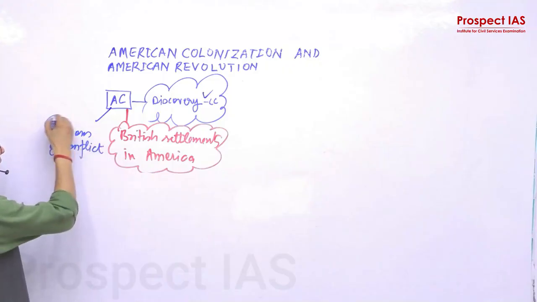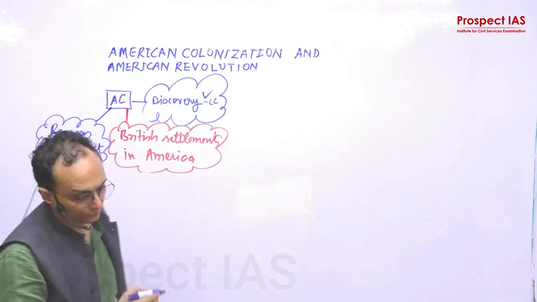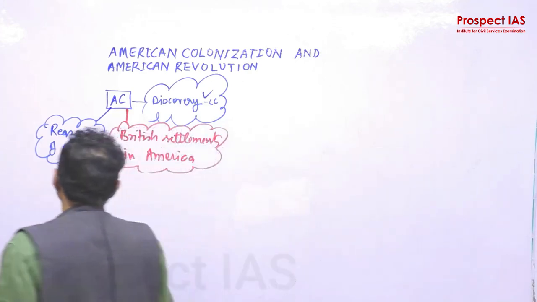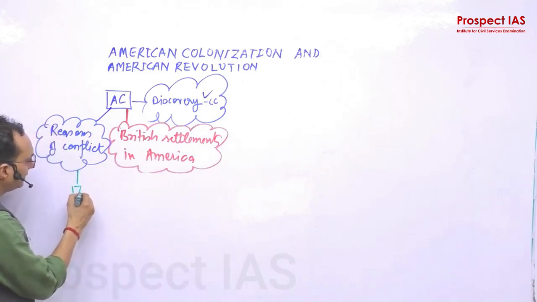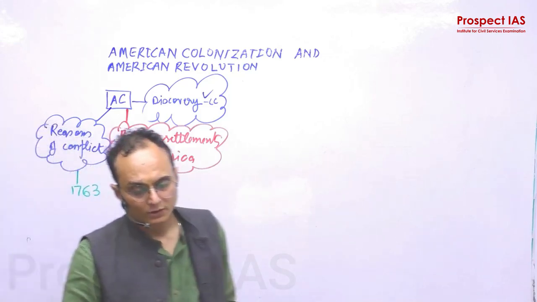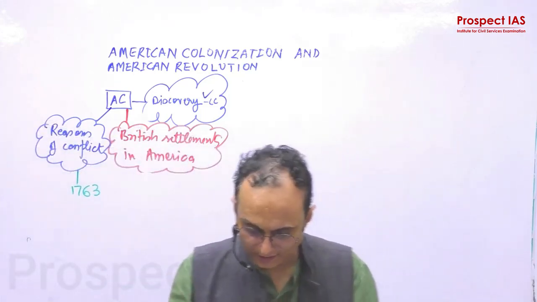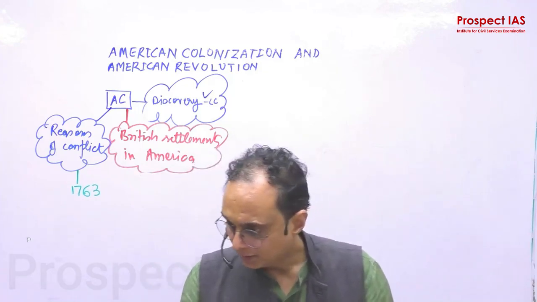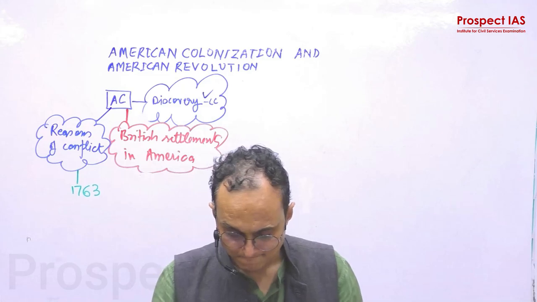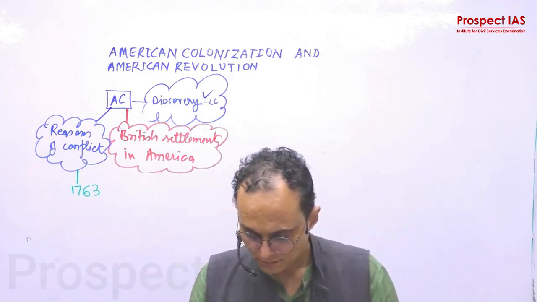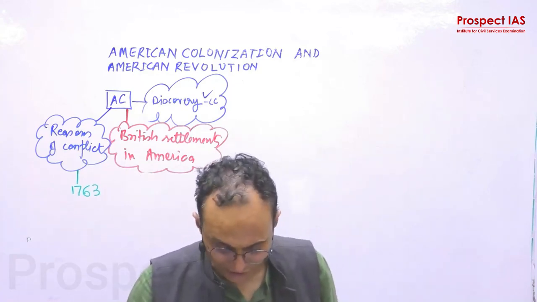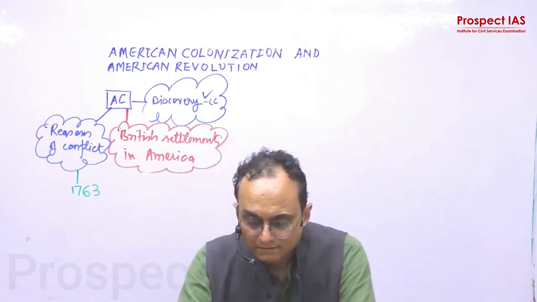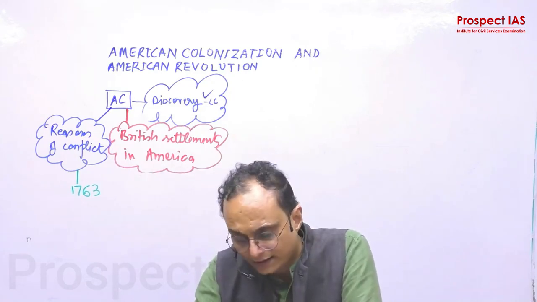And here the third part comes: what were the reasons of conflict? This conflict started in 1763. British control measures became stringent, and conflict intensified.